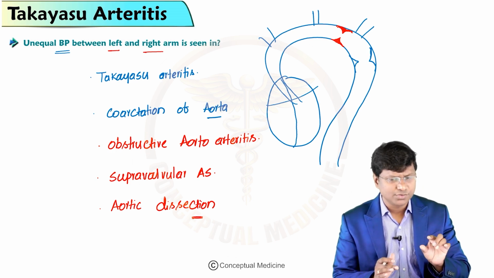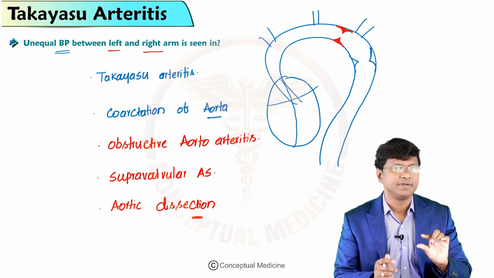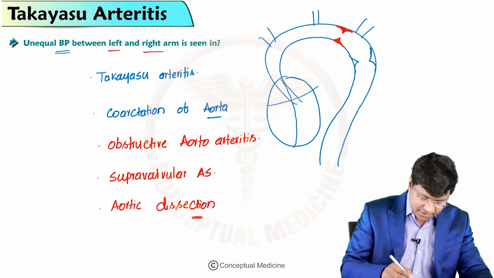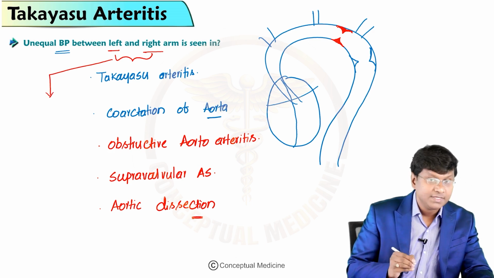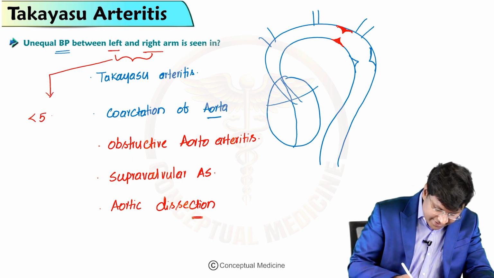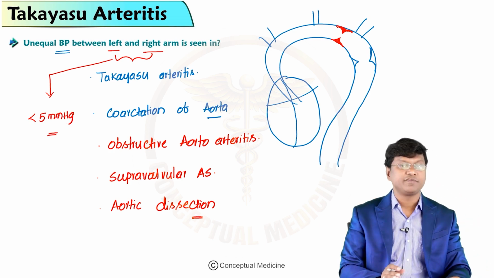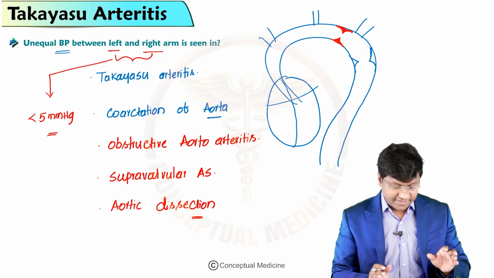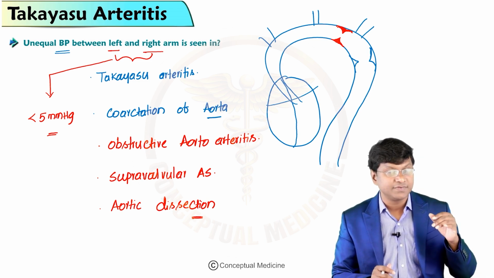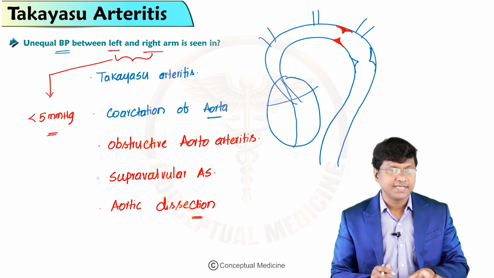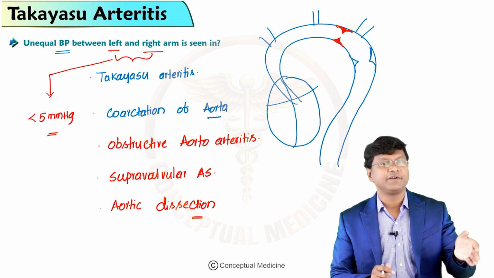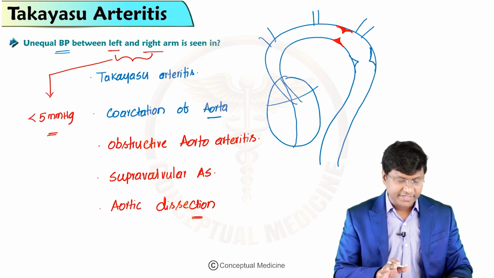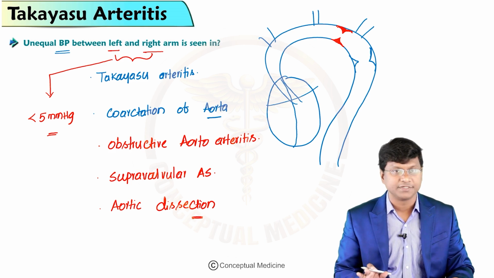In a normal individual also, there can be a minimal difference in the blood pressure between the right as well as the left arm. So how much is that minimal difference? Up to less than 5 millimeters of mercury is acceptable between the right arm as well as the left arm. That can be seen even within a normal individual. But in these scenarios, the blood pressure difference between the right arm as well as the left arm will be more than 5 millimeters of mercury, right? So this is a very important multiple choice question that you have to remember.